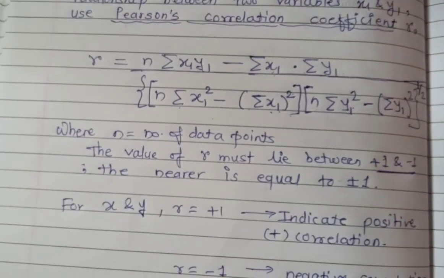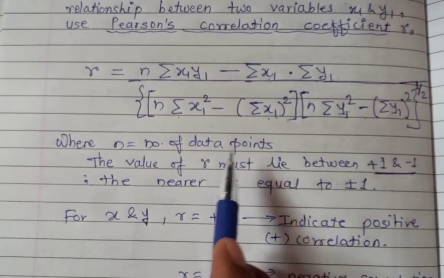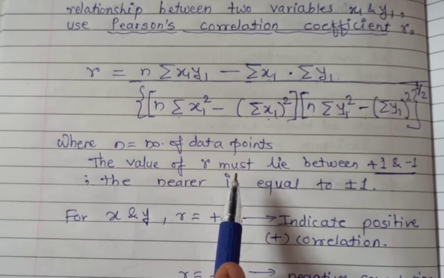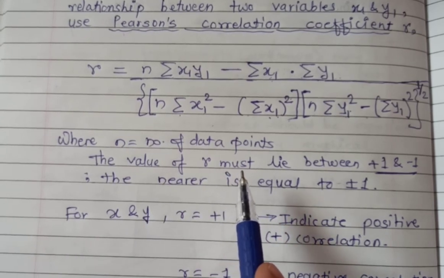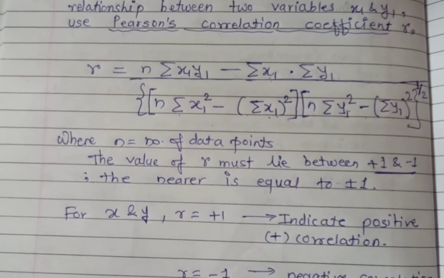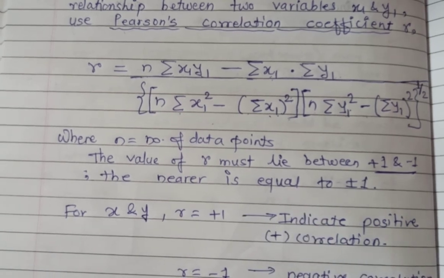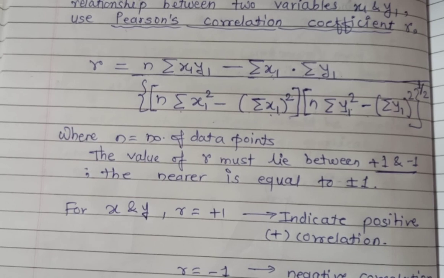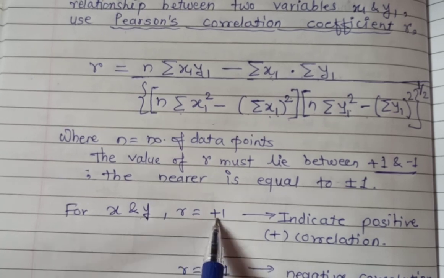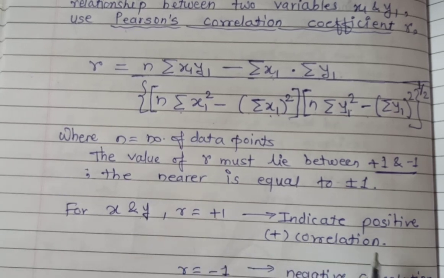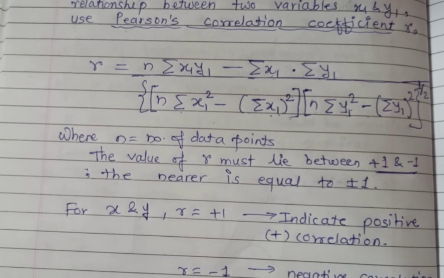Here n is the total number of data points. The value of r always lies between +1 and -1. How can you identify the linear relationship? Here are the relations for x and y. When r is equal to +1, it indicates a positive correlation, means y is directly proportional to x.